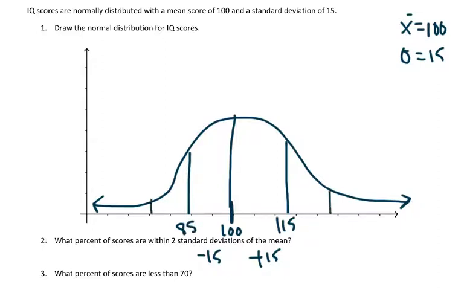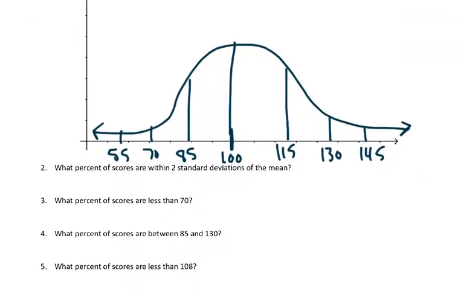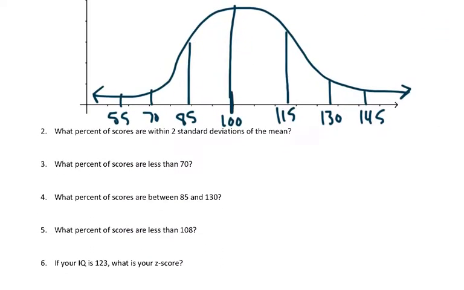Then we add our two standard deviations away. That would be 130. That would be 70. And three standard deviations away, 145 and 55. Okay, so that's what our bell curve would look like, the distribution. Okay, so what percent of scores are within two standard deviations of the mean?